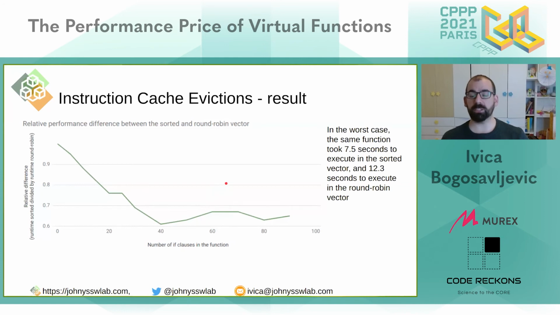In the worst case, the same function took 7.5 seconds to execute in the sorted vector and 12.3 seconds in the round-robin vector. Okay, so you see the effect. It will be about 1.6, 1.7 up to 2 times slower if the objects in the vector are not sorted. And of course, the bigger the virtual functions, the more pronounced the effect of instruction cache eviction will be. The same problem will happen if you have smaller virtual functions but a larger number of types. If you have 100 types but smaller virtual functions, you will see the same effect.